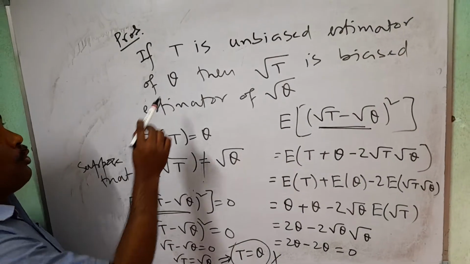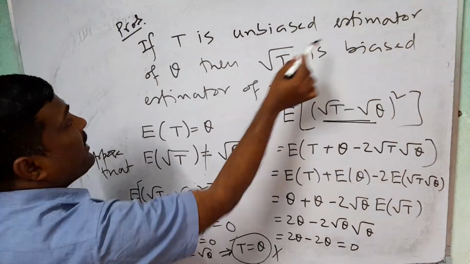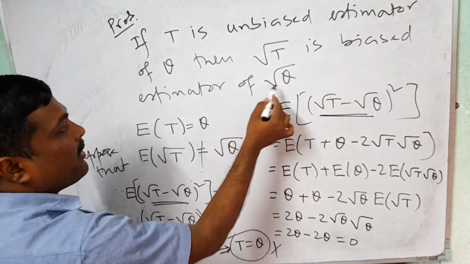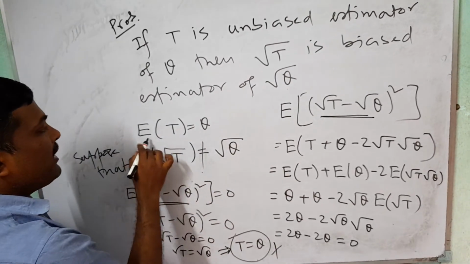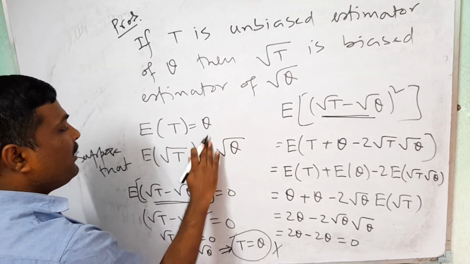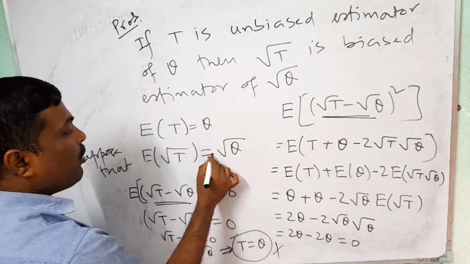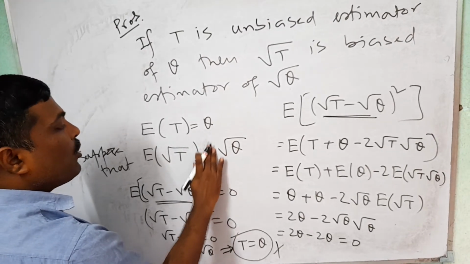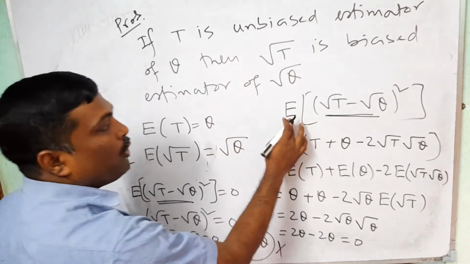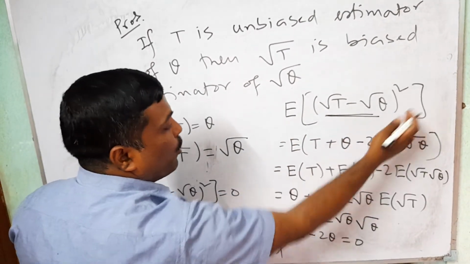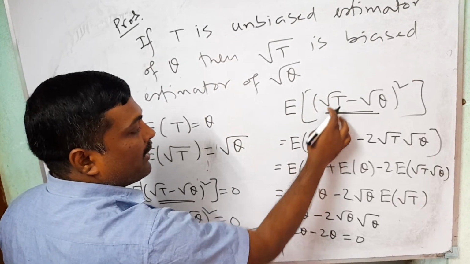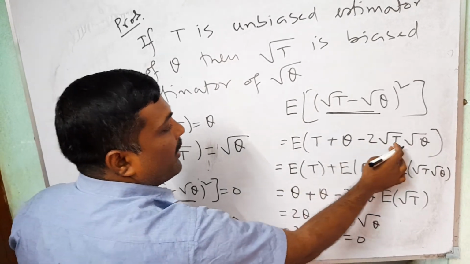Okay, see the question. T is an unbiased estimator of theta. Prove that root over T is a biased estimator of root theta. So T is an unbiased estimator of theta, so E of T equals theta. The question is to prove that E of root over T not equals root over theta. We consider E of root over T equals root theta. Now calculate E of root over T minus root over theta whole square, that is E of root over T whole square, that is T, plus theta minus 2 root over T root over theta.